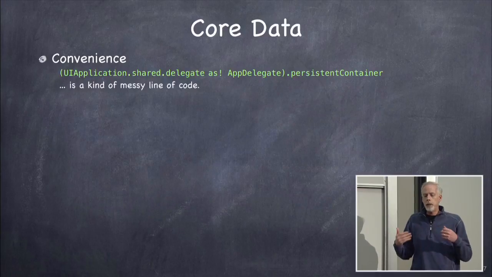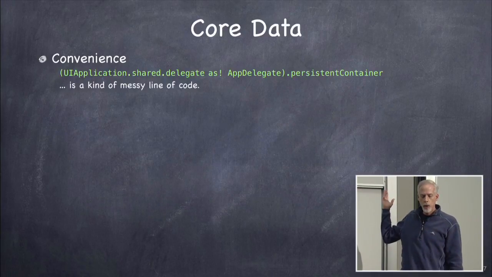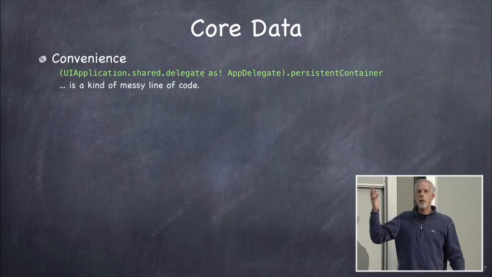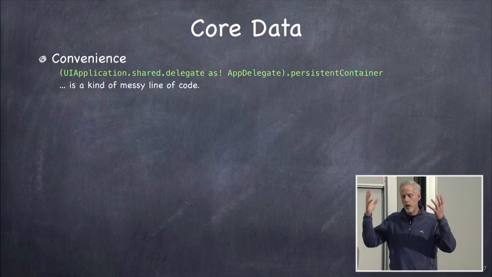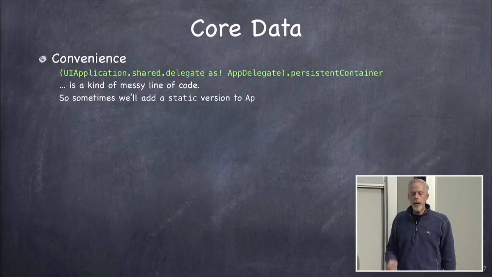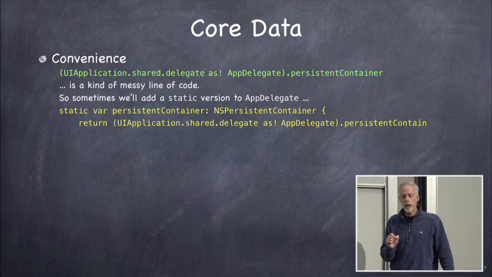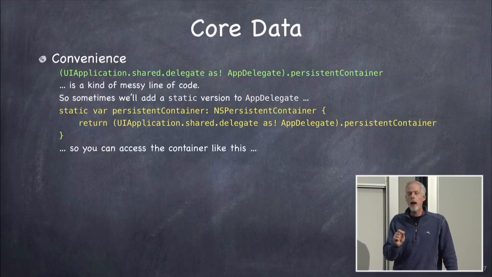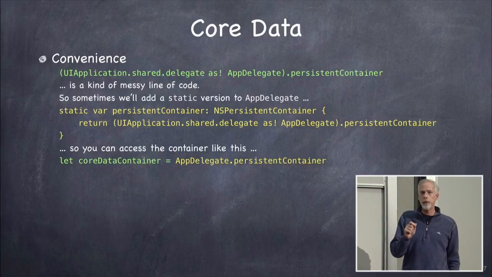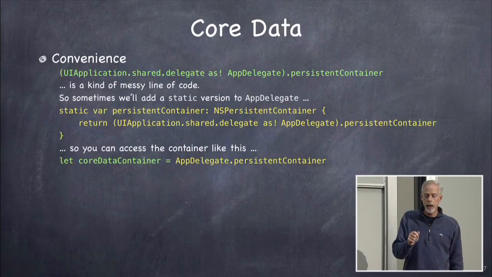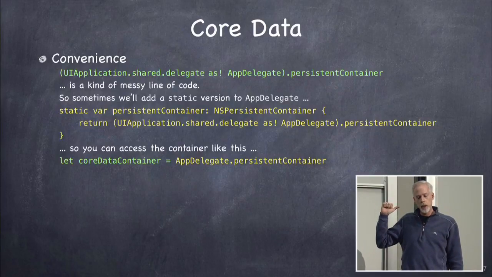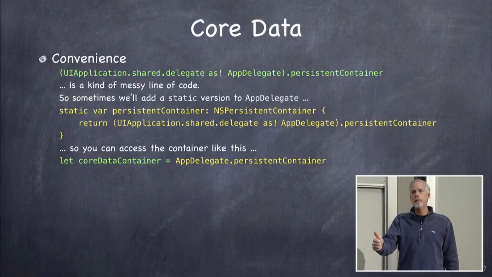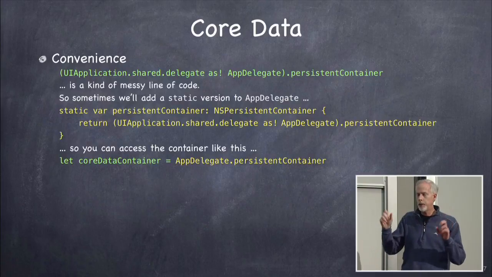Now, it's so common to be accessing this that this line of code, UIApplication.shared.delegate as! AppDelegate, parentheses, dot, is kind of a messy line of code. There's as and all these things in there. So a lot of times we'll just create a static version of persistentContainer in our app delegate. Okay? And we'll just call it the same thing, persistentContainer, but it's static, and it's just going to return that messy line of code. So now we can get that persistent container with AppDelegate.persistentContainer. See what I did there? I just made it easier to get it by making that be a static, a class var.